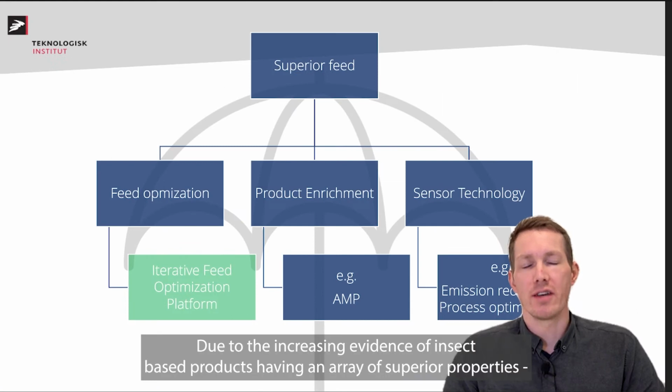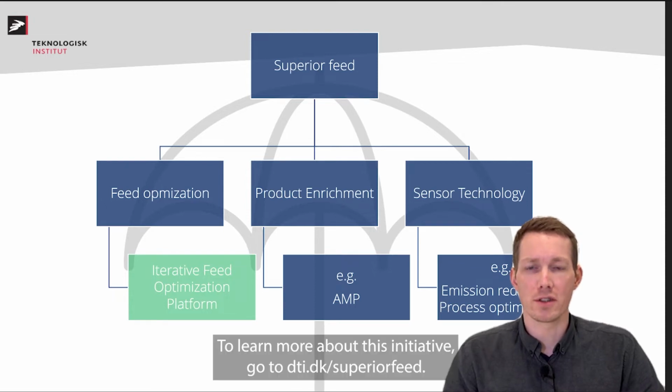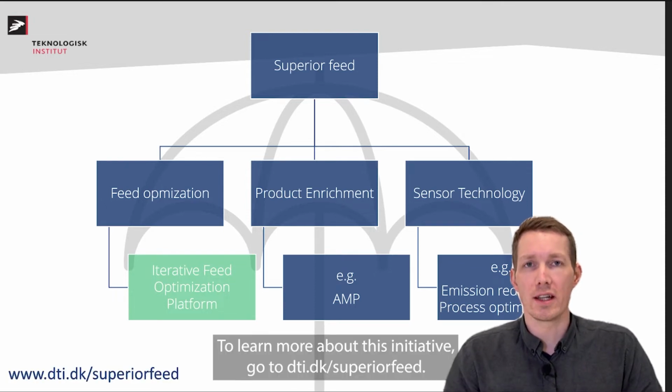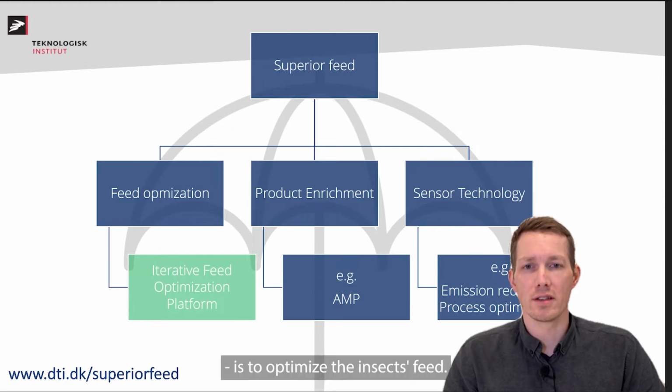Due to the increasing evidence of insect-based products having an array of superior properties, the Danish Technological Institute is working towards enhancing and enriching these properties. To learn more about this initiative, go to dti.dk/superiorfeed. One of the approaches of optimizing insects' feed to achieve a superior product is to optimize the insect's feed.